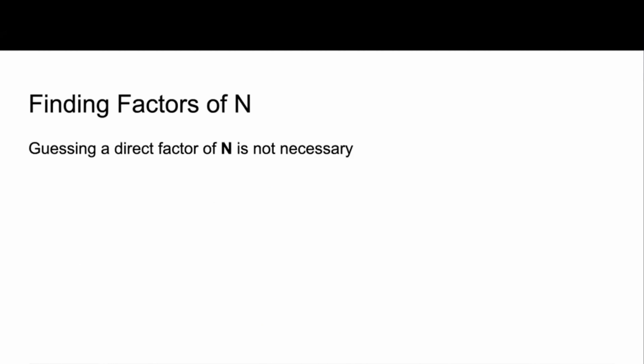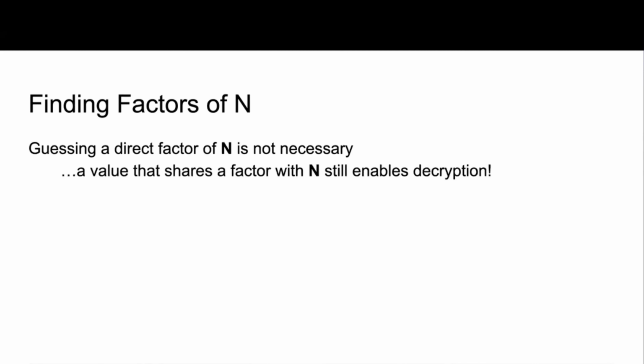Guessing a direct factor of n is not necessary when we're trying to factor n itself. We just saw with Euclid's algorithm that we just have to find something that shares a factor with n and we're good to go. It'll still enable us to decrypt our secret messages. What we can do is apply Euclid's algorithm and check if our guess g shares a factor with n.